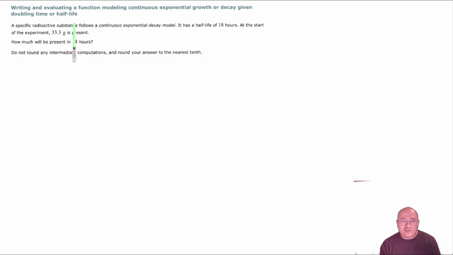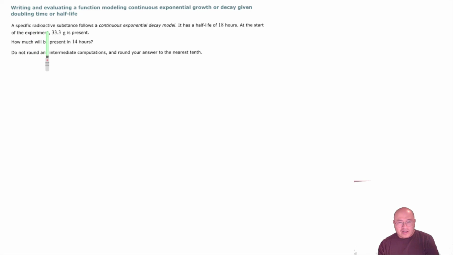Writing and evaluating a function modeling continuous exponential growth or decay, given doubling time or half-life. So if it's a decay problem, it'll very likely mention half-life. If it's an exponential growth problem, it'll probably say doubling time or tripling time, right? Things would have to grow and get bigger.